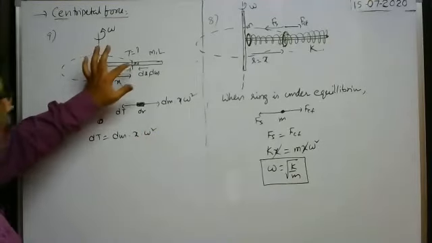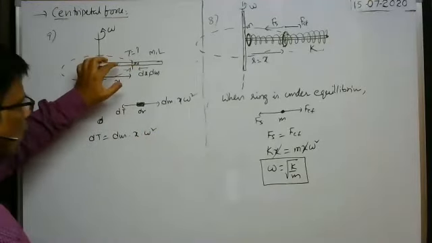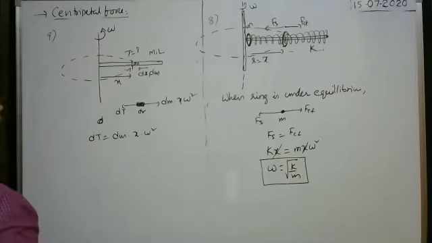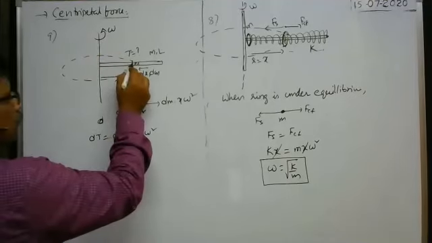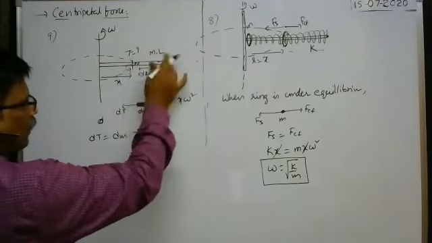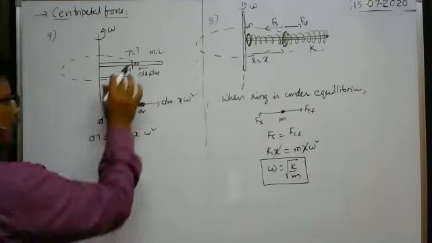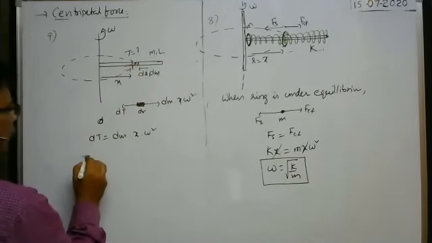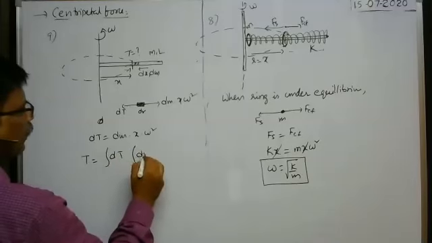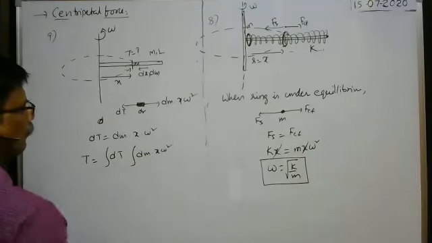It is the tension that acts at this point, tension provided by this part of the rod on the element. Now the total tension at this point exerted by this rod on all the elements on the right hand side of this point, that is the total tension developed at this point. So in order to obtain the total tension T, you write integral dT. Integral dT means dm into x into omega square.